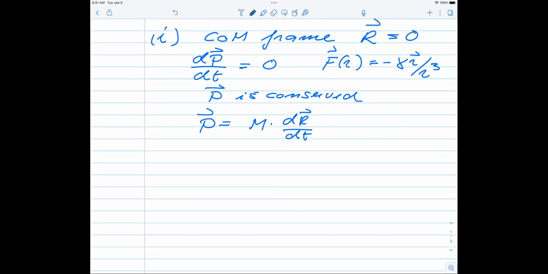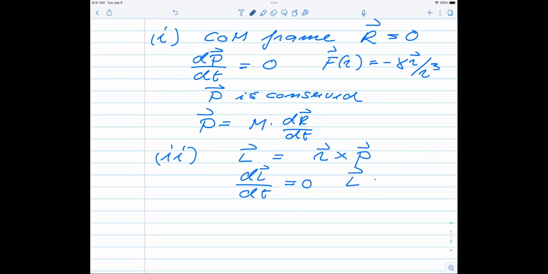Next, what we saw is that angular momentum is conserved. So if we take L, and when I write this R here, that stands for the relative position, and P is the relative momentum. Then what we could show is that dL/dt is equal to 0, so L is conserved, it's a constant.